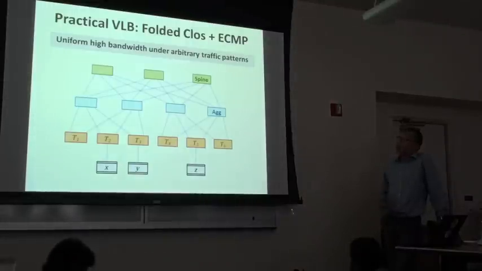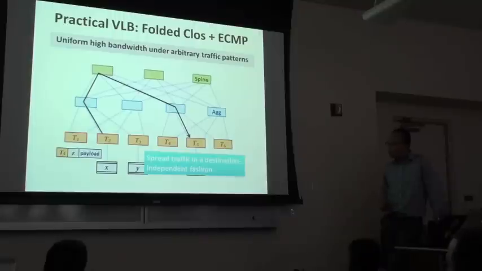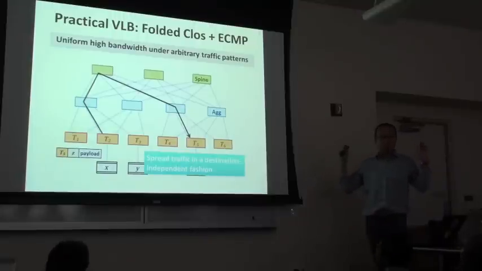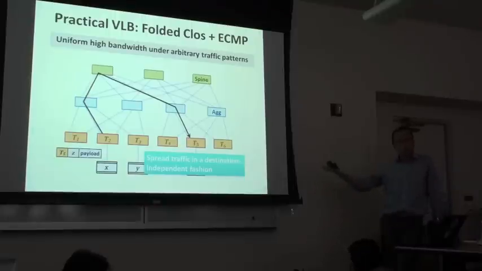Now, finally, how do VLB and this new topology work together? Let me suppose there is some traffic demand from T2 to T5. Let me remind you of the key principle of VLB: just spread traffic in a destination-independent fashion over all these possible paths. And how do I achieve this without introducing any new hardware solutions or funky mechanisms in the switches?